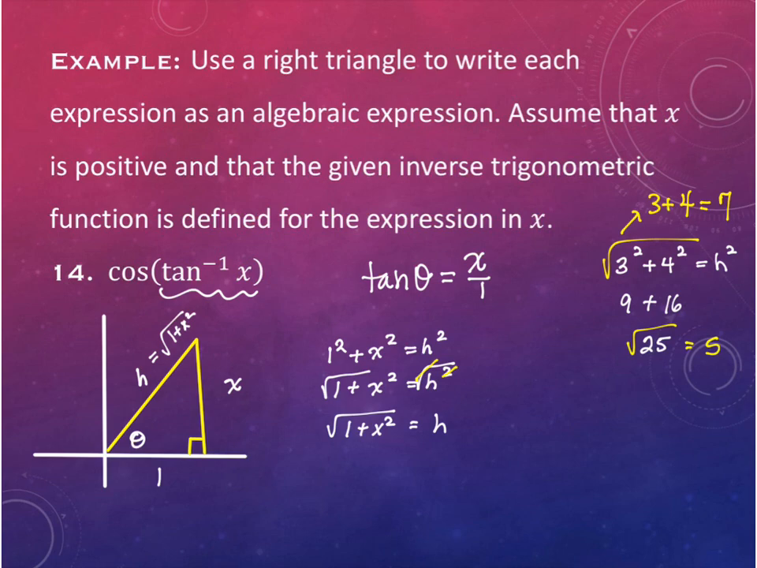Once the 3 sides are filled in, we can move to the outer part, outside the parentheses. And the outside the parentheses here says cosine. So how do I find the cosine in a triangle? Yes, it is the adjacent over the hypotenuse. What is the adjacent here? It's the 1. And what's the hypotenuse? Square root of 1 plus x squared.